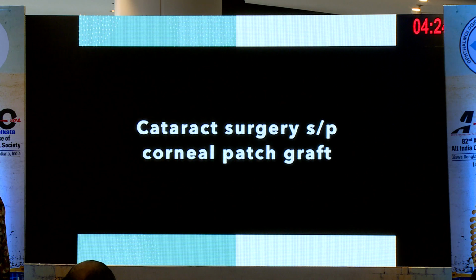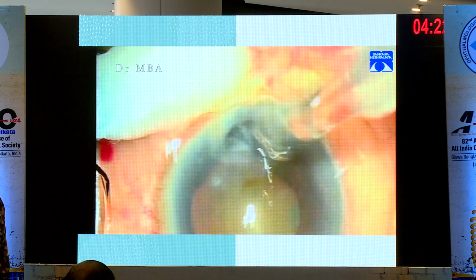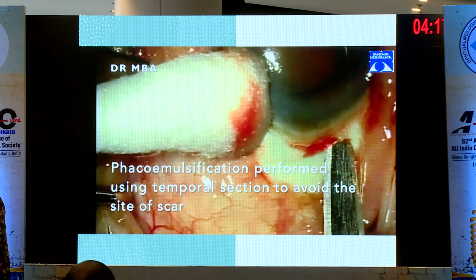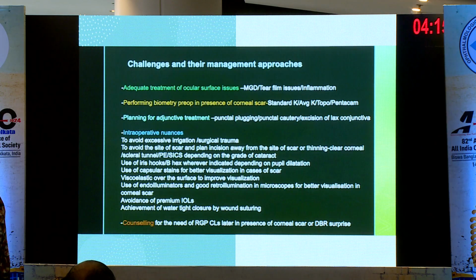Post-operatively, this is again cataract surgery status post corneal scar, where the site of graft was avoided, a temporal incision was made, and phaco was performed.